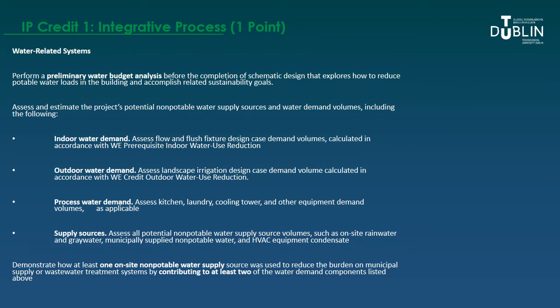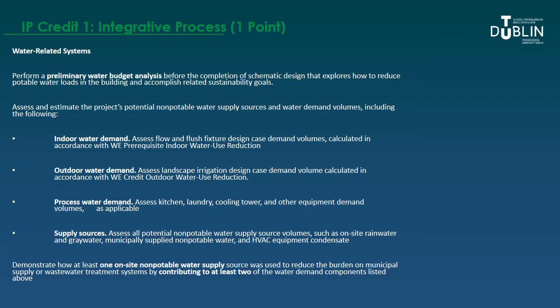Then for the water systems analysis, you again need to do a preliminary water budget analysis before schematic design, and that would explore how to reduce potable water loads in the building and how you'd accomplish any sustainability related goals that you'd set. You would also need to assess and estimate a number of issues to do with non-potable water supply, and that would include the indoor water demand, the outdoor water demand, process water demand, and supply sources. That's again the discovery phase, so everything in the discovery phase is before schematic design, and then the actual implementation is how you use that.